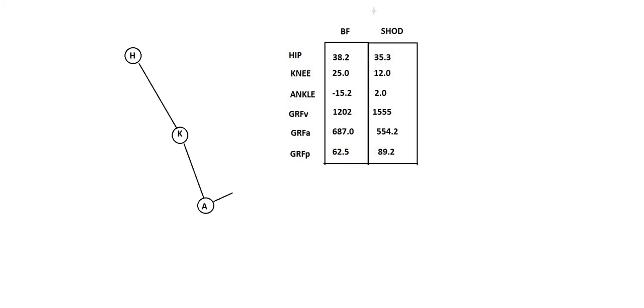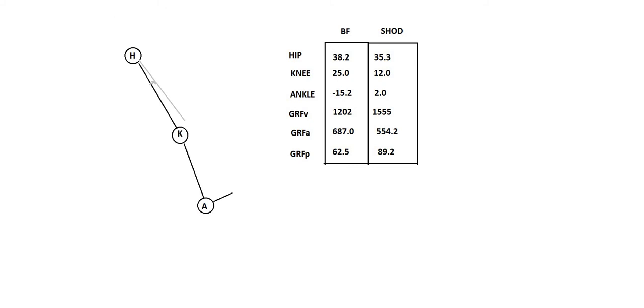So we have shod, which is our condition that we have here. We'll focus on the kinematics first. So this is our shod condition. This is this information here for the ankle, the knee, and the hip. So for our barefoot condition, we see a slight increase in our knee flexion. Hip flexion. There has been an increase here. Very small one, but an increase nonetheless.